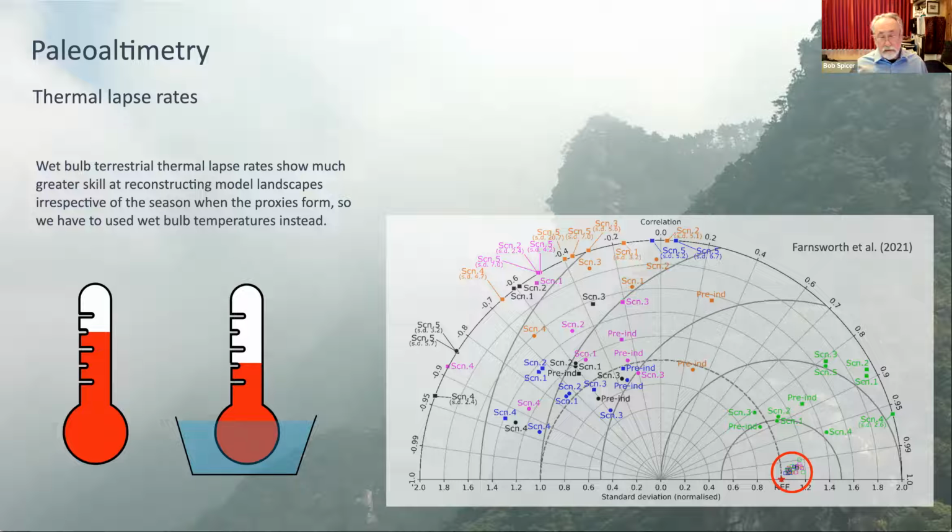And this, without going into a lot of detail, is because as a parcel of air moves up a mountain slope, it's always got some moisture in it. And as it rises, it cools. As it cools, the humidity goes up. And as the moisture condenses, it gives off latent heat, which in turn affects the temperature. So temperature and humidity are intimately related in a parcel of air as it moves up and down over a land surface.